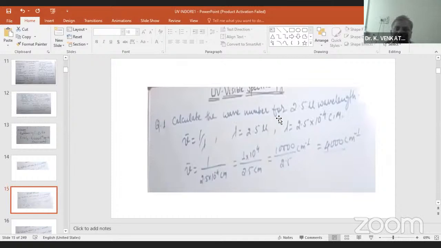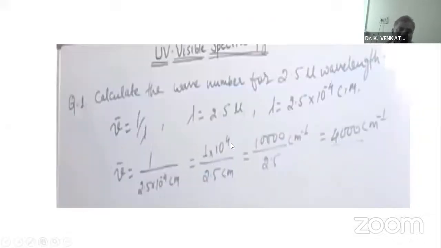So calculate the wave number for 2.5 micron wavelength. This is the correct answer. Any doubts? How can we calculate the wave number when we are given the wavelength? So this is the formula. Any doubts? No doubts. Okay.